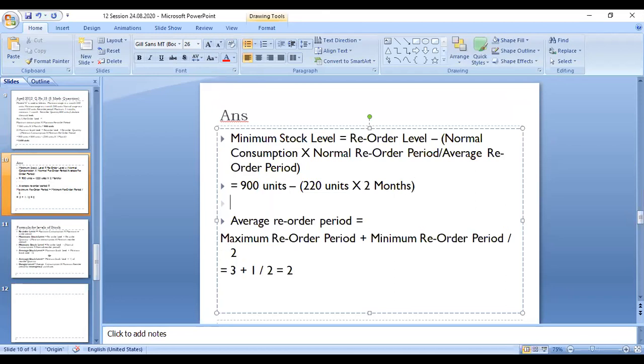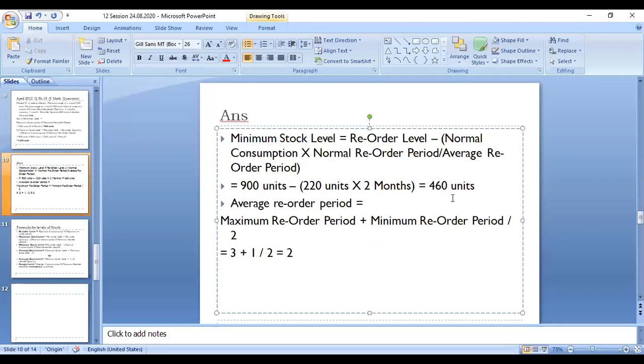Now, 220 into 2 is 440, and 900 minus 440 gives 460 units. That answer is the minimum stock level. Minimum stock level of 460 units is calculated.